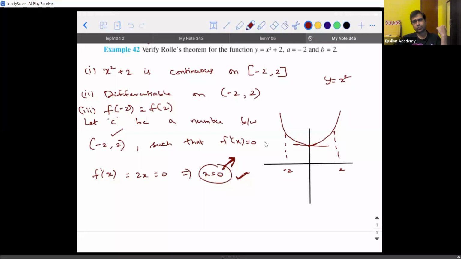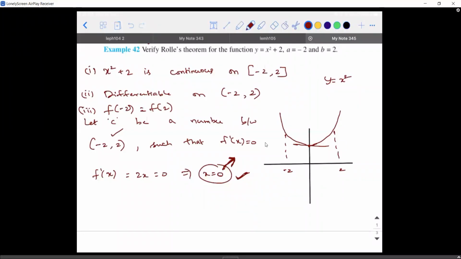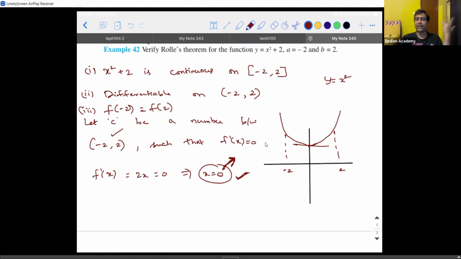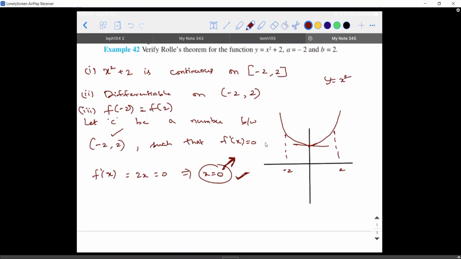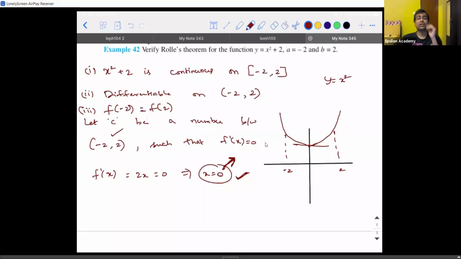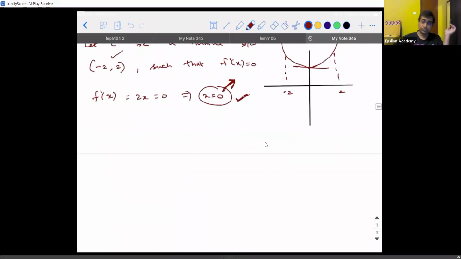Very simple. I can change the value of a or b. For example, if I take the value of a as -3, then what would have happened? F of -3 is not equal to f of 2. F of -3 will not be equal to f of +2. But the other two conditions would have got satisfied. Are you able to understand that point? It is very, very important that you understand this.